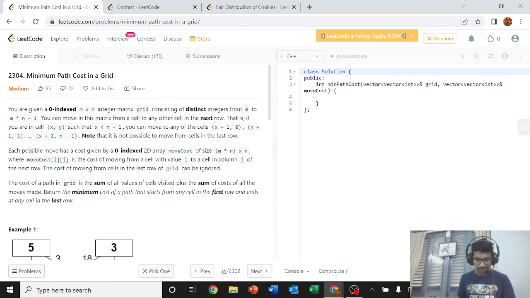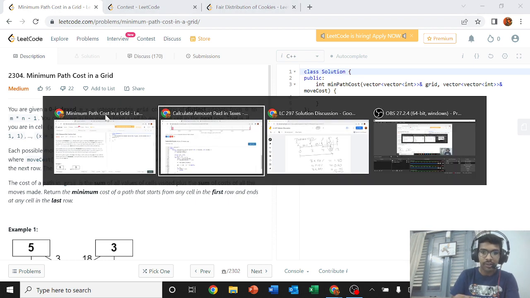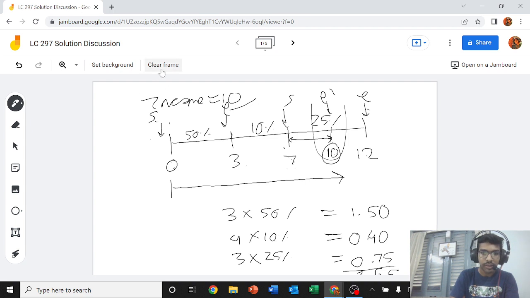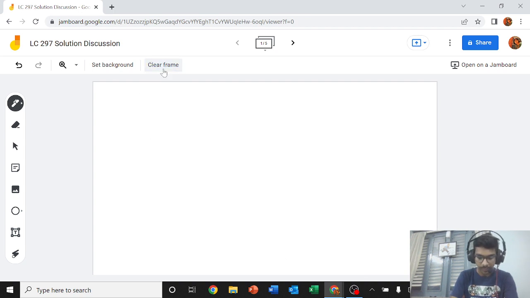I enjoyed solving it during the contest. We are basically given an m cross n grid, and this grid contains values from 0 to mn minus 1. That means all the permutation values, distinct values. Let me explain the problem to you.